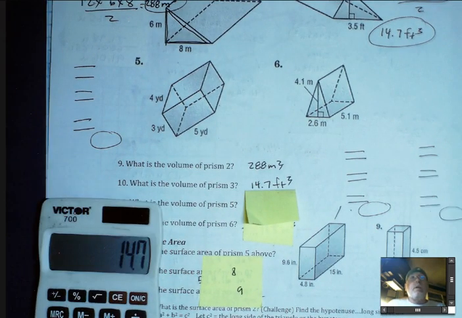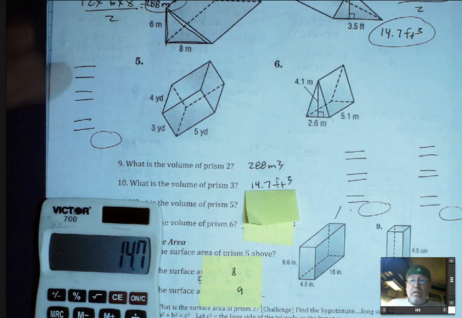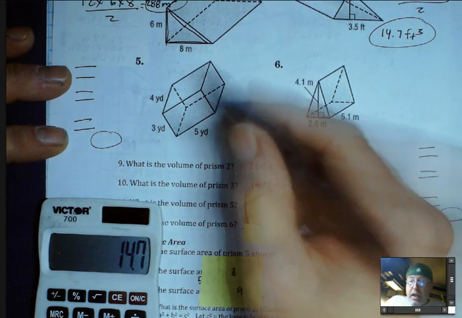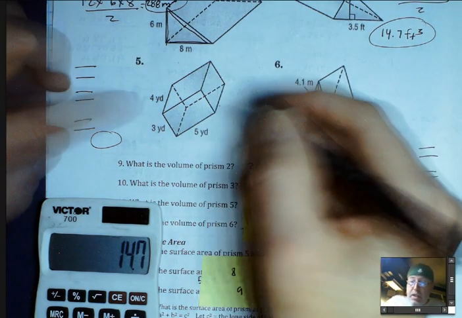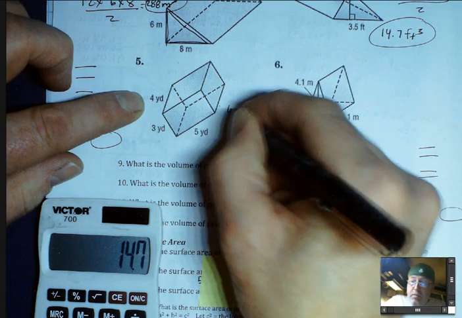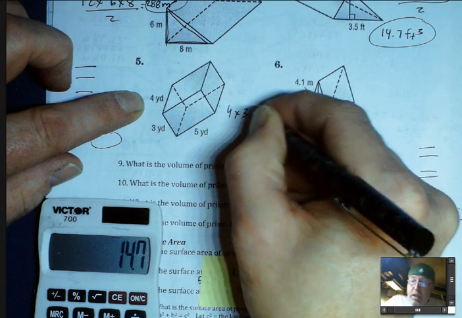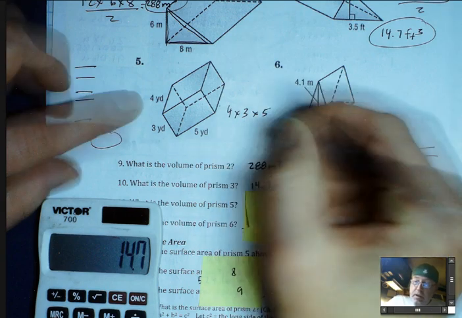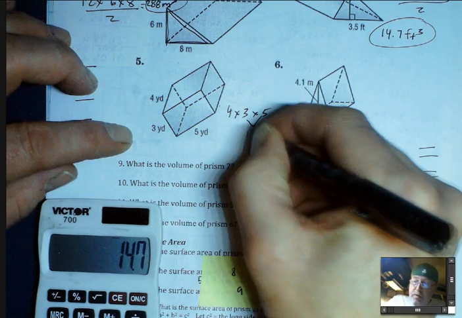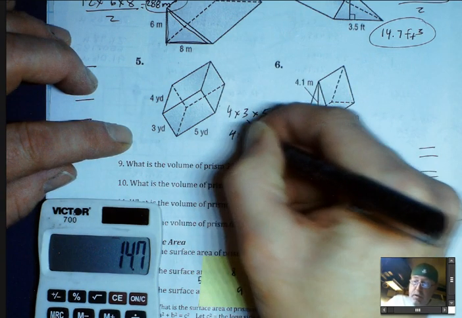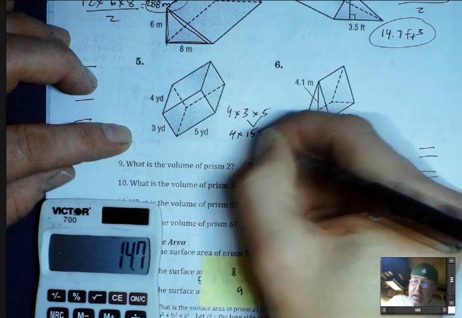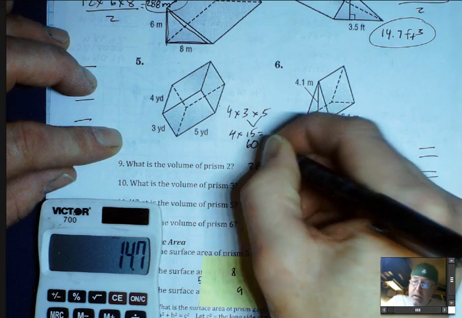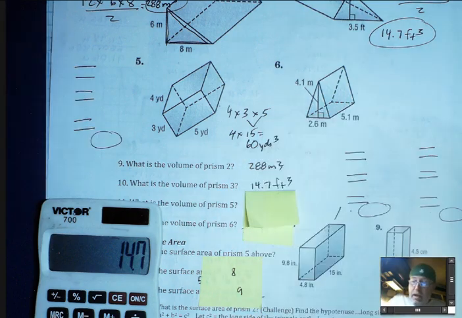Now, this next one is a rectangular prism, so you don't have to cut it in half. We'll just multiply these together. 4 times 3 times 5. I'll do this by hand. 3 times 5 is 15. 4 times 15 is 60 yards cubed on that guy. 60 yards cubed would be the volume.